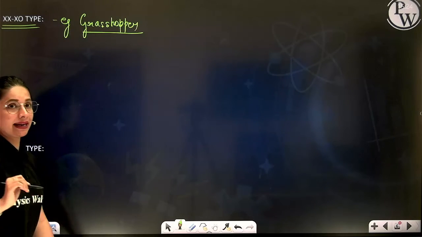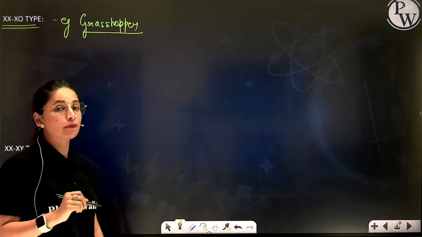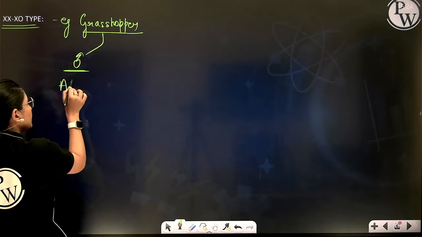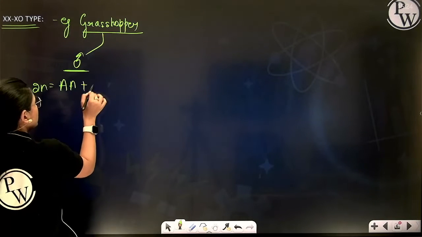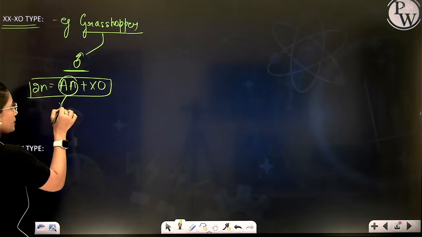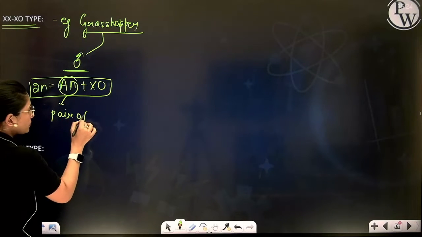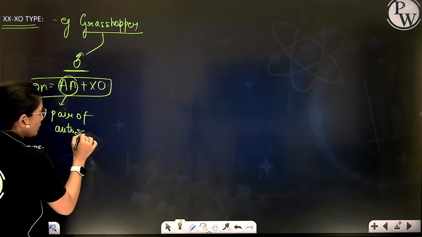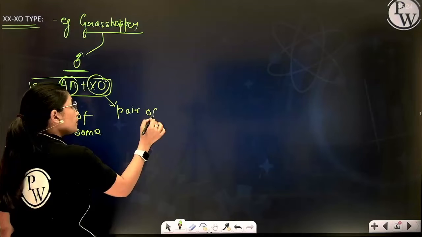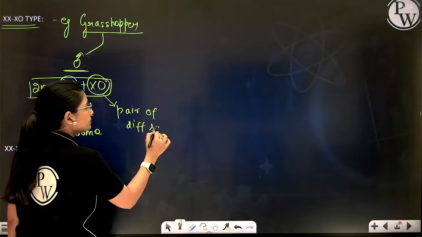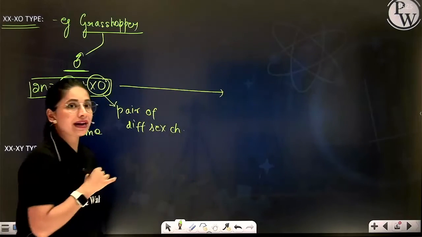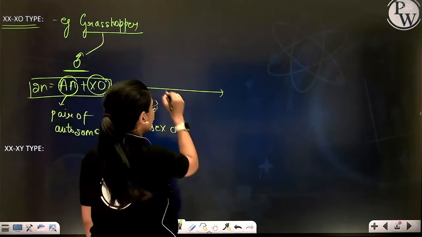Grasshoppers show male heterogamety, that is XO type of sex chromosome, where the male grasshopper in a diploid cell has this type of arrangement of chromosomes, where A represents a pair of autosomes and XO represents the sex chromosomes, which are not a matching pair.